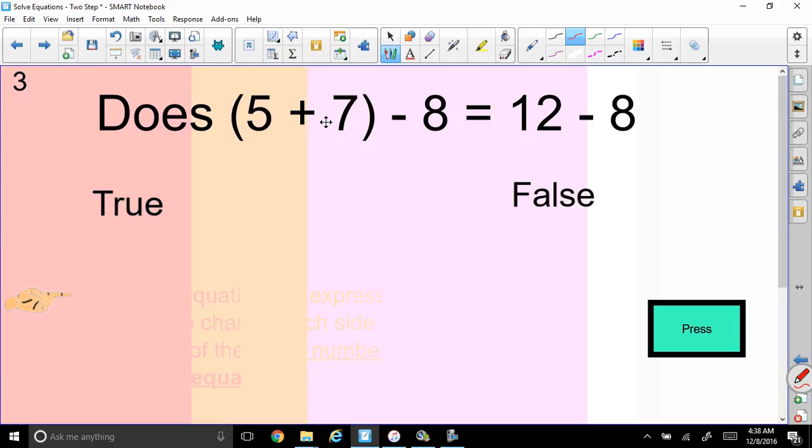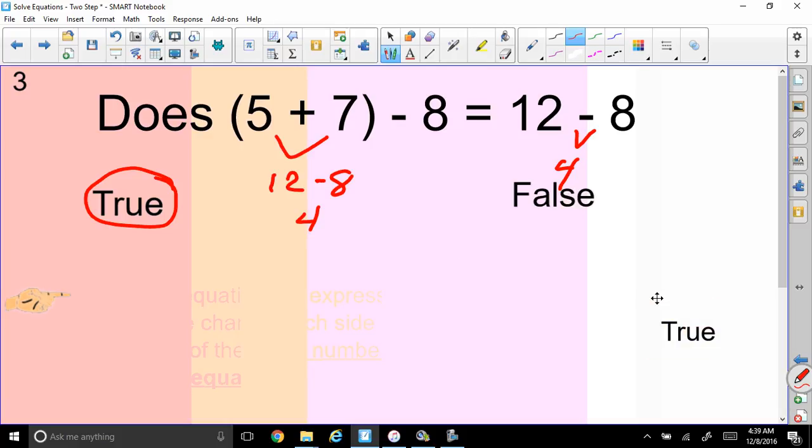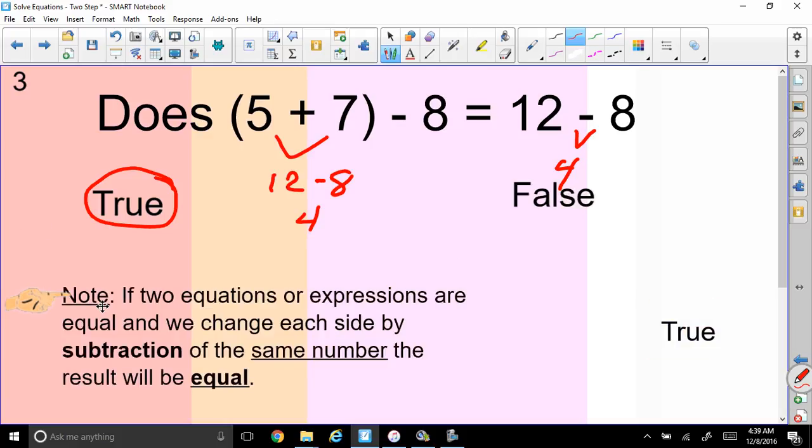We have, again, 5 plus 7. This time we're going to subtract 8 from that answer. Is that going to be true or false if we have 12 minus 8 on the other side? Well, let's take a look at it. So 5 plus 7 we said was 12, and we're going to subtract 8. 12 minus 8 gives me 4. And 12 minus 8 is 4. So hey, that checks out again. So it's definitely true. So let's check our answer. Yes. All right, so this time we subtracted.